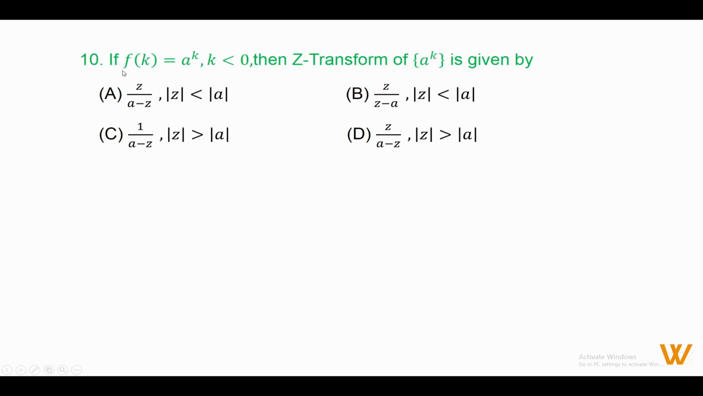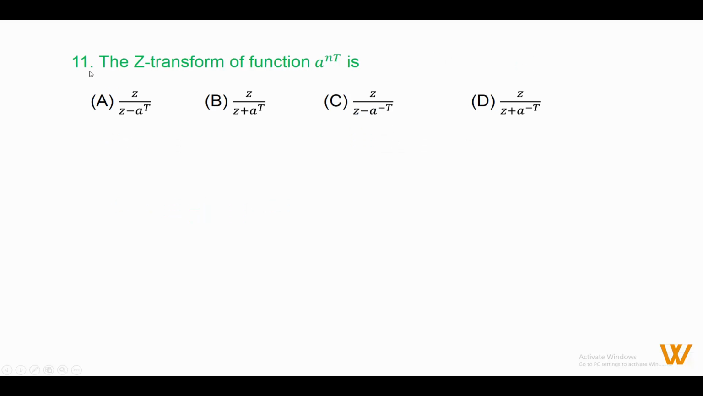10. If f of k equal to a raised to k for k negative, k less than 0, then z transform of a raised to k is given by z upon a minus z. Answer is A option, z upon a minus z, mod z less than mod a.